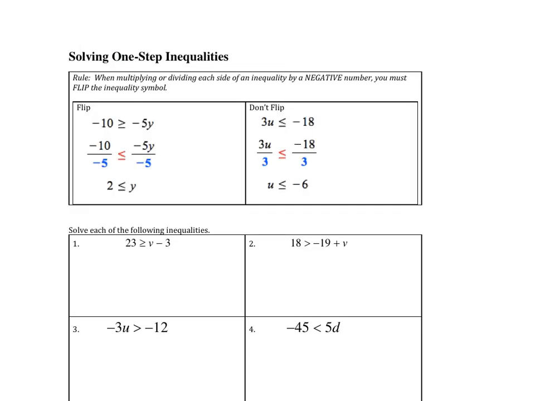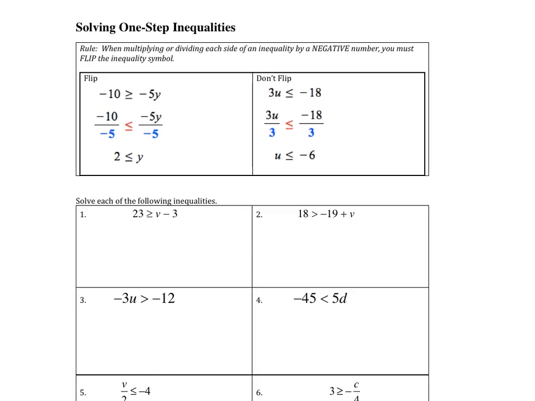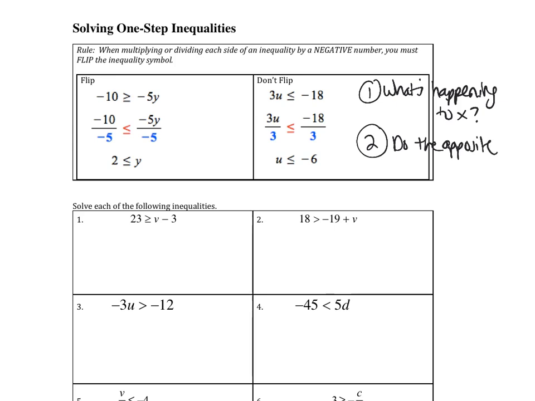So now that we've done a little graphing of inequalities, we're actually going to solve one-step inequalities, okay? Just like we were solving one-step equations, same thing. You ask yourself, what's happening to the variable? What's happening to x? And then you do the opposite operation, right? The opposite of times is division, and the opposite of adding is subtracting, okay?